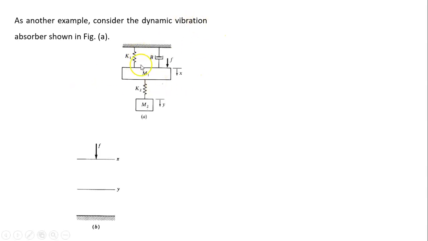Draw the 3 coordinates. How many coordinates are there? X, Y and ground. Therefore, draw the first line, indicate it as X coordinate. Draw the second line, indicate it as Y coordinate, and draw the third line, indicate it as ground. And you have to see at what coordinate force F is acting. Therefore, force F is acting at X coordinate. Therefore, show the force F like this.